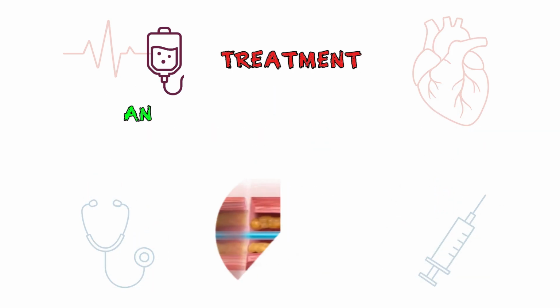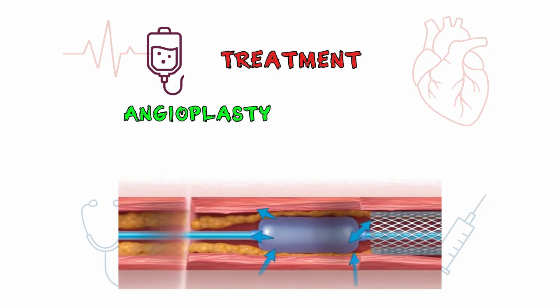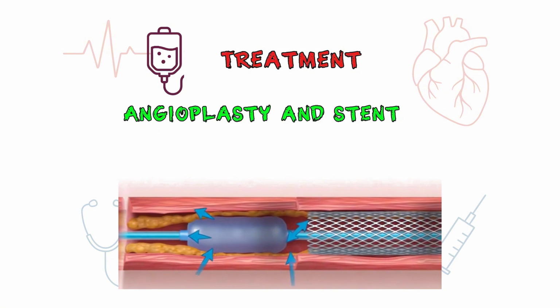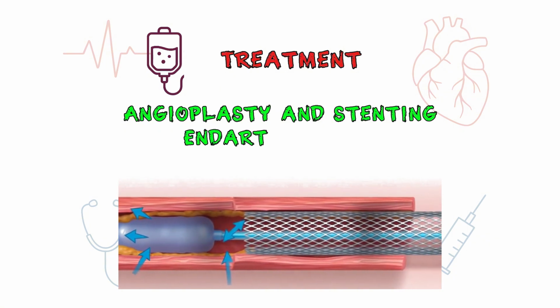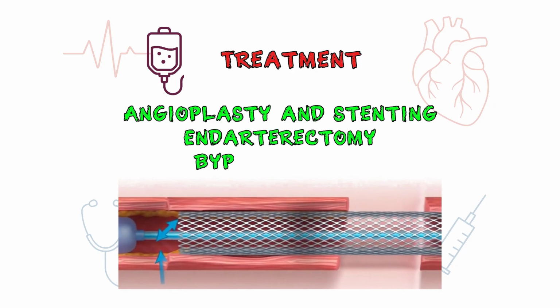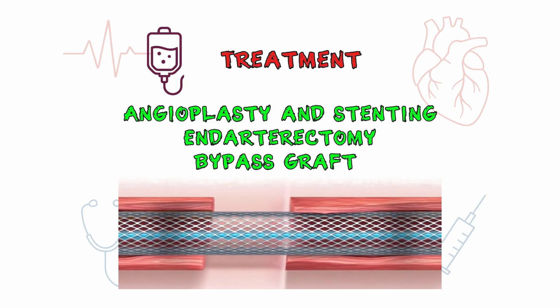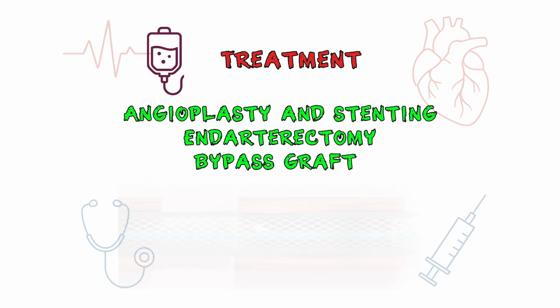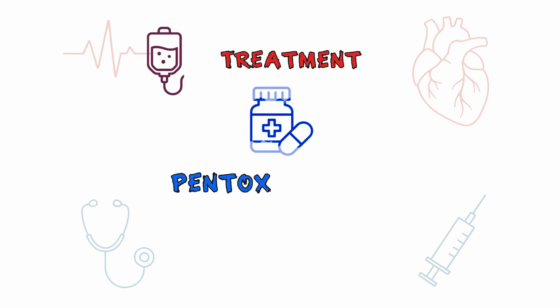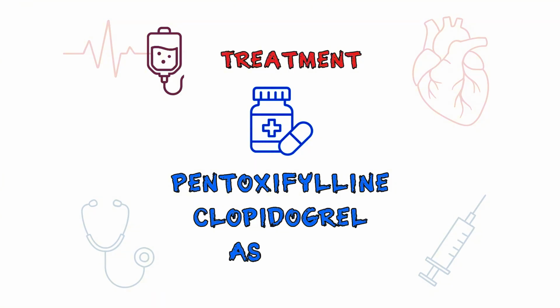We can do procedures like angioplasty and stenting, opening the artery and keeping it open, endarterectomy, which means literally scraping plaque out of the vessel, and bypass graft, creating a new path for blood to travel around the blockage. Medication treatment is pentoxifylline, which improves red blood cell flexibility, and also clopidogrel and aspirin, which reduce platelet clumping to prevent further blockage. The medication list is much shorter than arrhythmia management, which was in a previous video.